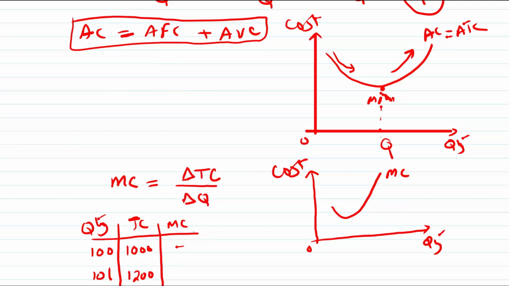Then what will be the marginal cost? If we look at the change in total cost, it has changed from 1000 to 1200. So this is a change of 200, and the change in quantity produced is from 100 to 101, so there is a 1 unit change in quantity. So 200 over 1 is equal to 200. This is how you can calculate marginal cost. And finally, we are done with this topic.